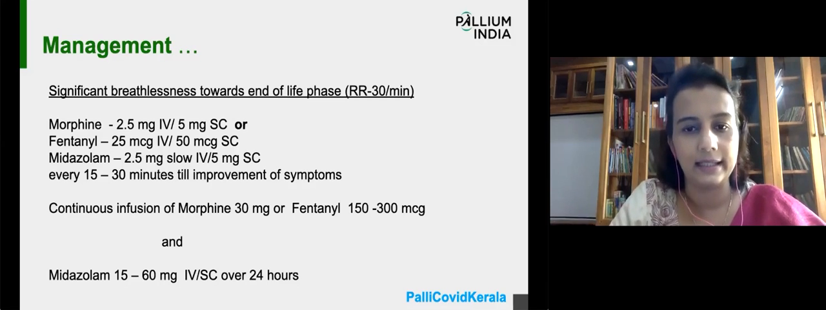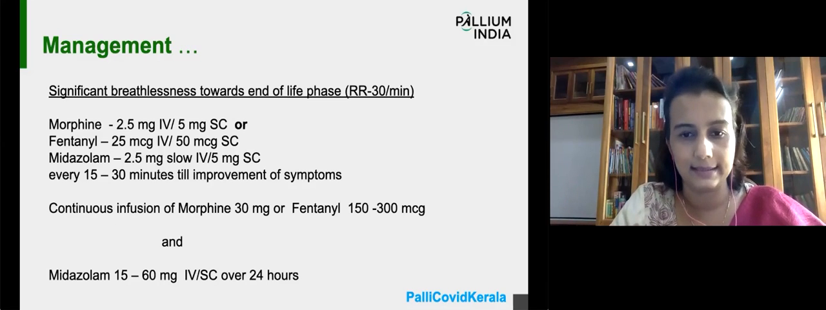call for the specialist palliative care input if that's available, or critical care team if you're struggling to manage the symptoms. But this dosage is given only as guidance, and it can be changed according to the patient's needs.